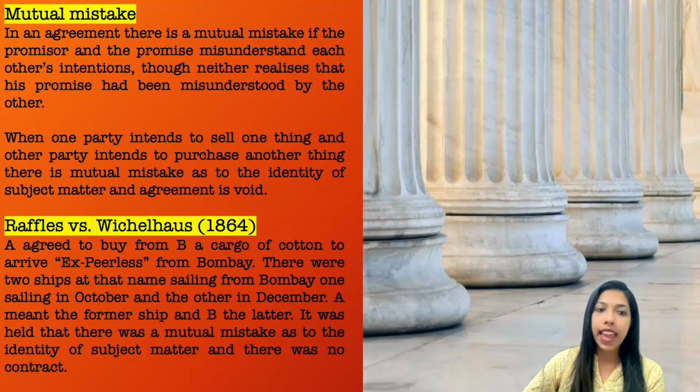In this case, A agreed to buy a cargo of cotton from B, and it was supposed to arrive in the ship named Peerless from Bombay. There were two ships of the same name sailing from Bombay, one sailing in October and the other in December. A meant the former ship and B was thinking about the later ship. So there was a mutual mistake between the parties, and it was held that there was a mutual mistake as to the identity of the subject matter, and there was no contract.